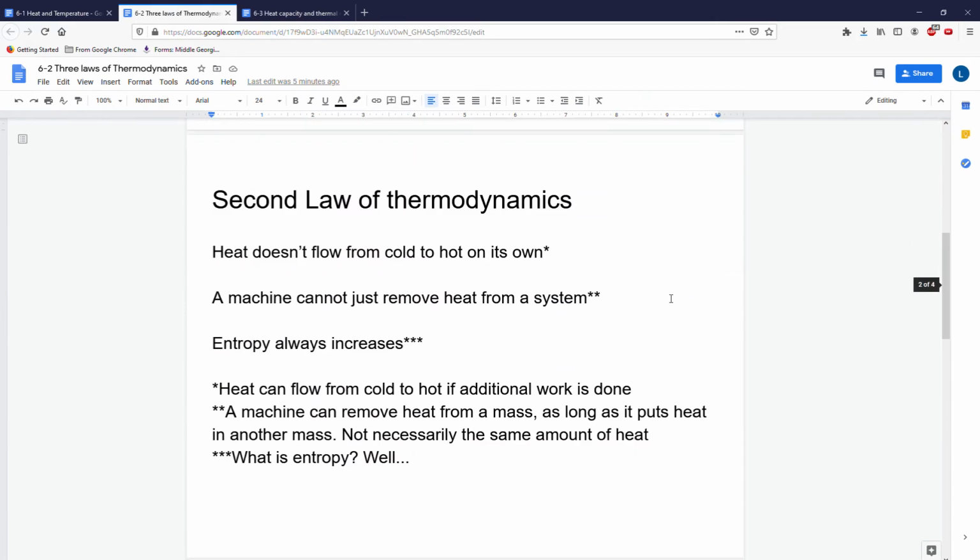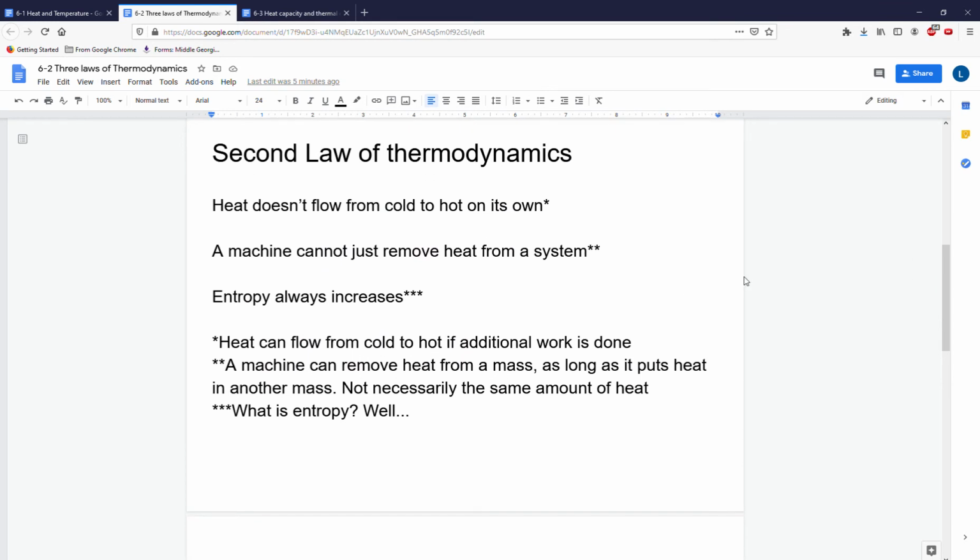The second law of thermodynamics. Now, this law has a number of different forms, so I'm going to try to explain them. The simplest form, called the Clausius form: heat does not naturally flow from cold to hot. That is, if you have a cold object and a hot object and they are in contact with each other, heat will flow from hot to cold, but not from cold to hot.